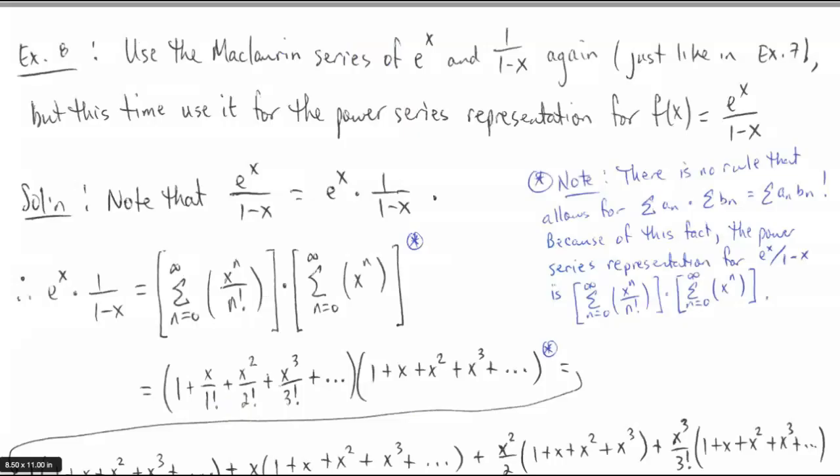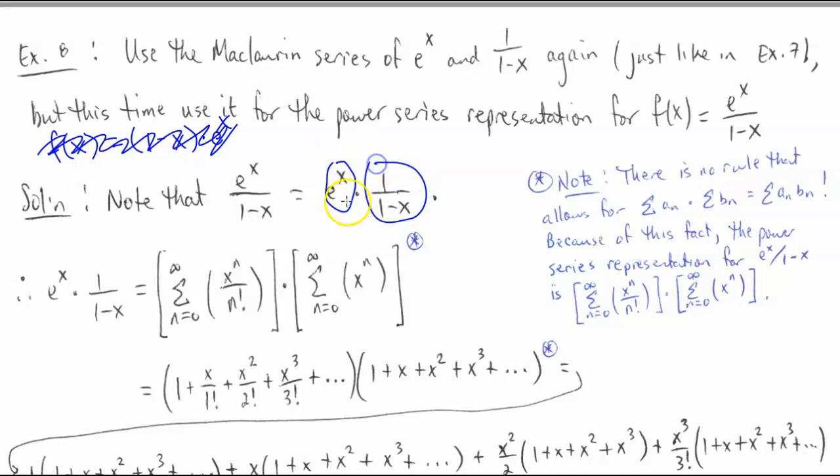All right, so in my final example here, instead of looking at a function that is going to be 1 minus x times e to the x, now I'm looking at what happens whenever I take e to the x and I divide it by 1 minus x, okay? So in this case, we see that e to the x divided by 1 minus x is the same as saying e to the x times 1 divided by 1 minus x, okay?